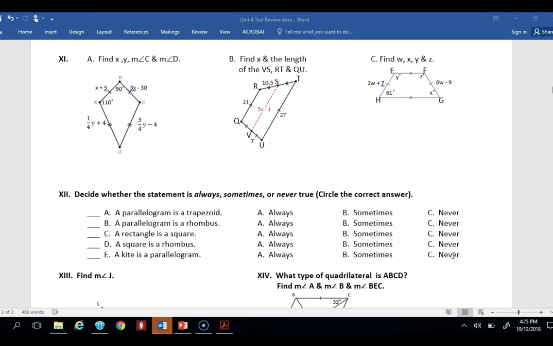So number 11A is a kite, and I know that because it has 2 pairs of consecutive sides that are congruent to each other. So with a kite, we know that angle A and angle C are congruent because they are between the non-congruent sides. So we know that angle C is 110 degrees. So we got that answer right there. Boom, done with that one.